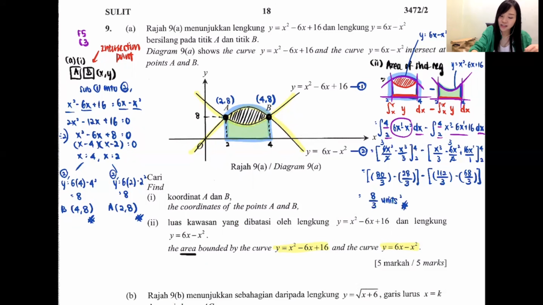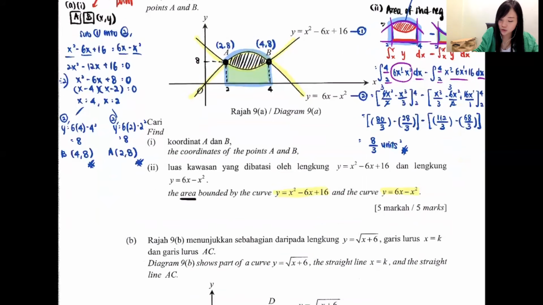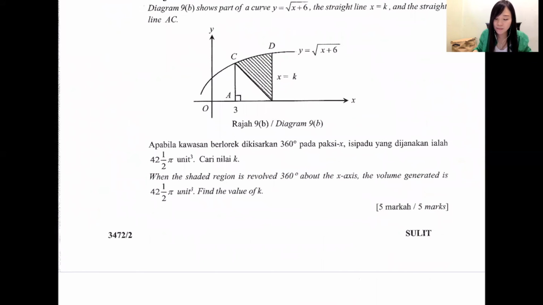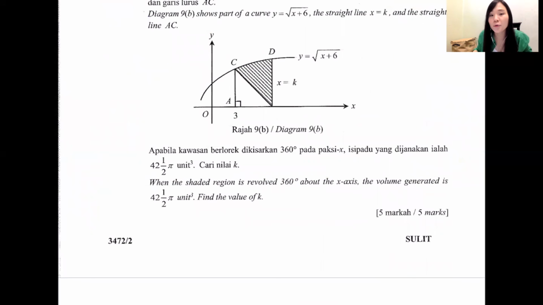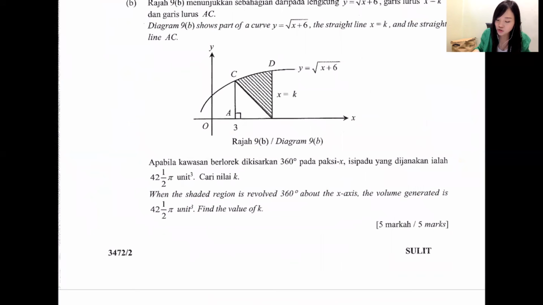So hopefully you guys will get the answer 8/3 unit squared. Can all? So guys, I move on. 5, 4, 3, 2, 1. This question still has part B. For B, they say diagram 9B shows the curve y equals square root of x plus 6, and the straight line x equals k.